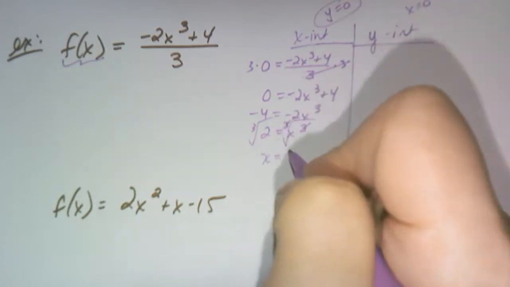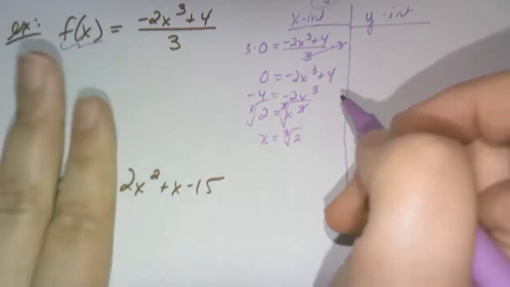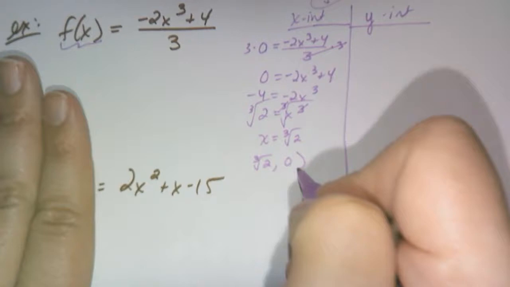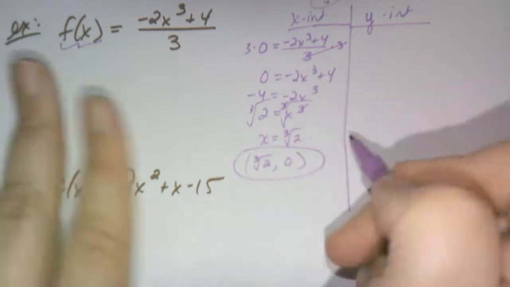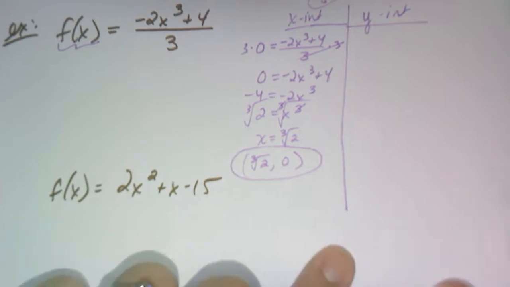So your x-intercept is the cube root of 2, or another way to write this, the coordinate would be cube root 2, comma, 0, because you just plug 0 in. So that's actually where it's hitting the x-axis, cube root of 2. Interesting. We'll find out on a graph very soon.